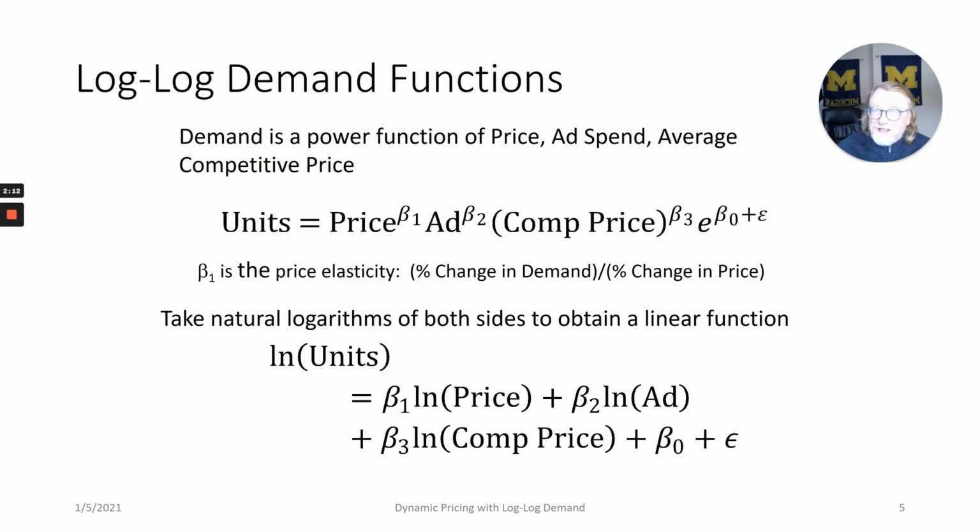Okay, so the log-log demand function can be written as a power function, somewhat related to the Cobb-Douglas production function, where you have the variables all raised to a coefficient, and then you have this strange thing out here, which is just the y-intercept plus an error term. The reason for writing it like that is if you take the natural logarithms all the way through, you get a linear function. Even though as a function of price this is not linear, statisticians call it linear because it's linear in the coefficients.